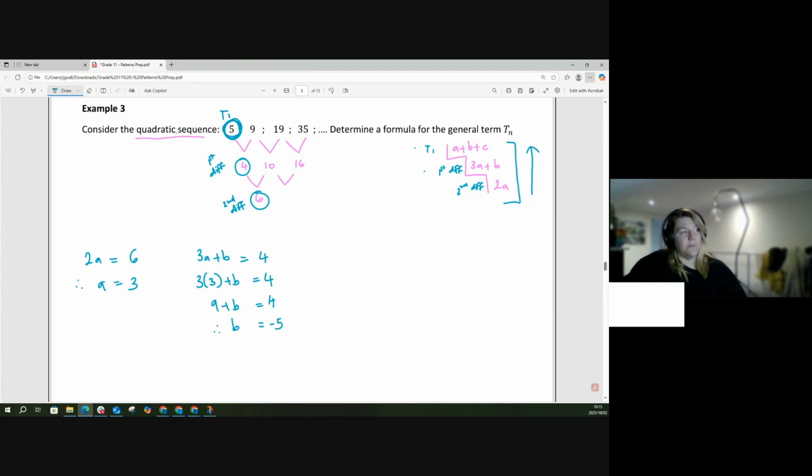And then top step, a plus b plus c is equal to 5. So 3 minus 5 plus c is equal to 5. -2 plus c equals 5, which means c is equal to 7. So Tn is going to equal 3n squared minus 5n plus 7. There you go. Got to go from the floor and rise back up.